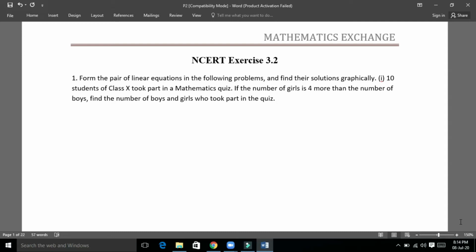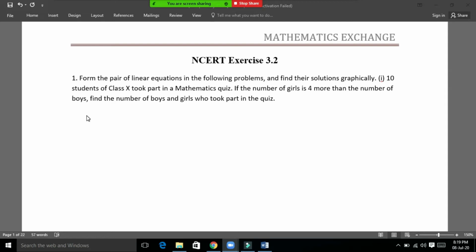This is part 2 of chapter 3, pair of linear equations in two variables series. Today we see NCERT exercise 3.2. So let us start with NCERT exercise 3.2. Since this exercise is based on the graphical representation and formation of the linear equations and checking of the consistency and inconsistency of the equation, so we start with exercise 3.2.